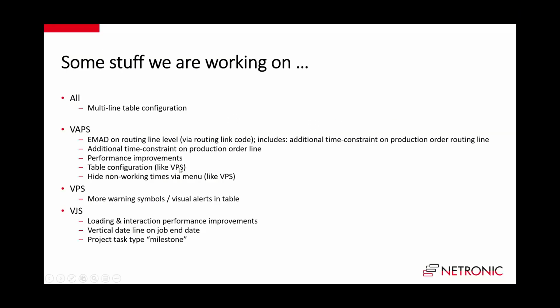These are low-hanging fruits. And there we have some bigger topics that we will work on behind the scenes, but I will talk about them in the webinar in 3 months from now. With the VPS, we will provide more warning symbols and visual alerts in the table, like the one we have now for the link violation and for the capacity violation. And for the VJS, we also have some performance things that we have already started to work on, both with respect to loading the data and with interacting with the data.